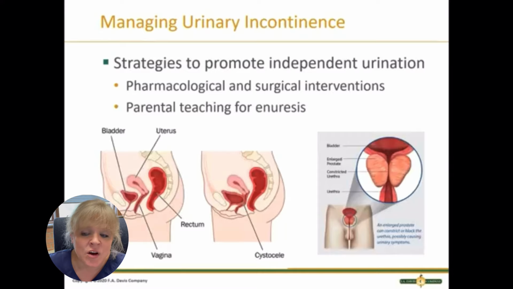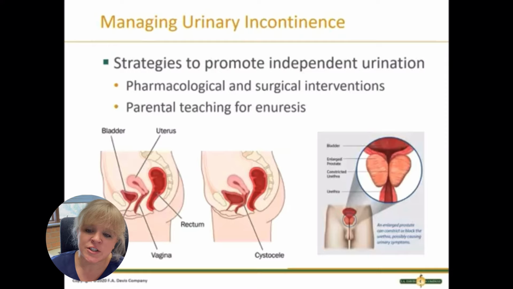So for stress incontinence, drugs can be given to improve that sphincter muscle functioning. And what stress incontinence is like, if somebody sneezes and urinates a little bit, or they cough and urinate a little bit, that's stress incontinence. Surgical interventions.